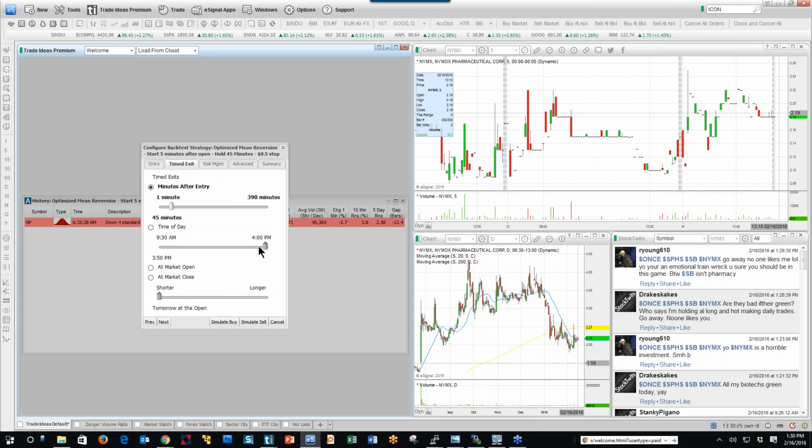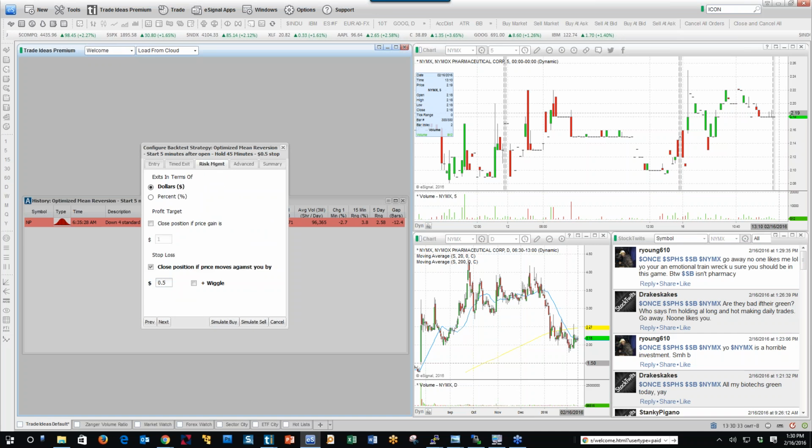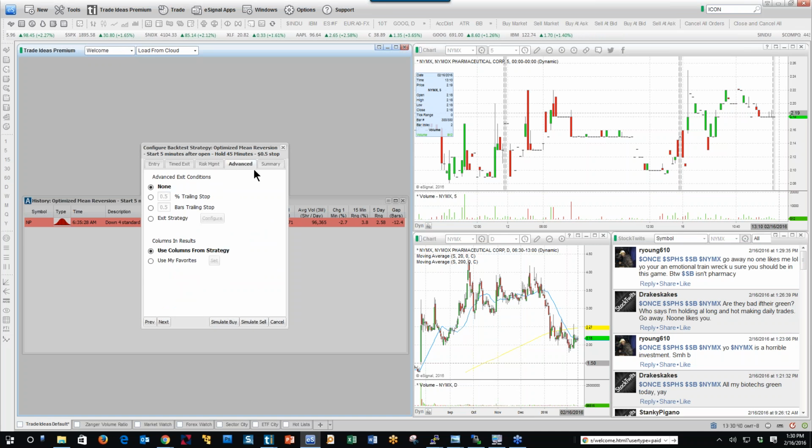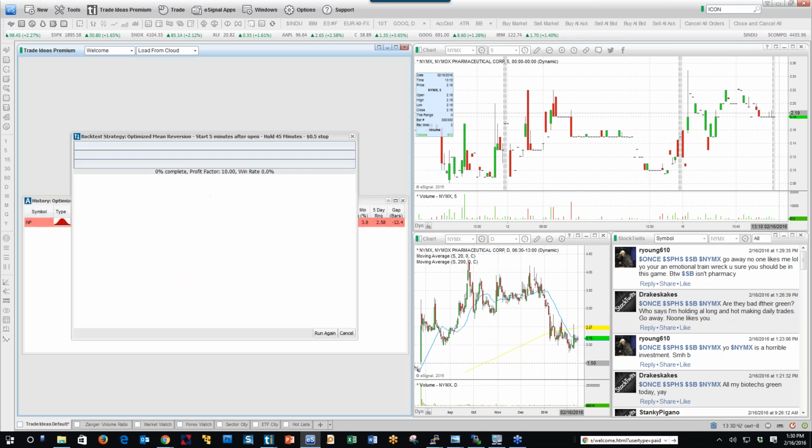and I could hypothesize to a certain time of day, a different number of minutes, or even holding it for a couple of days. I could put that information in as well. Risk management here, we're going to close out of the position if it goes against us 50 cents, and that's it. And let's go ahead and simulate the buy.